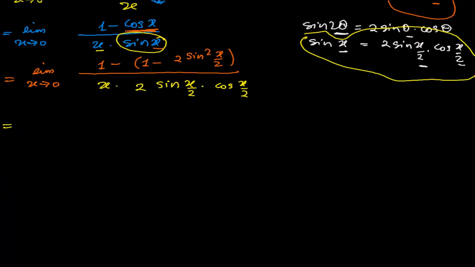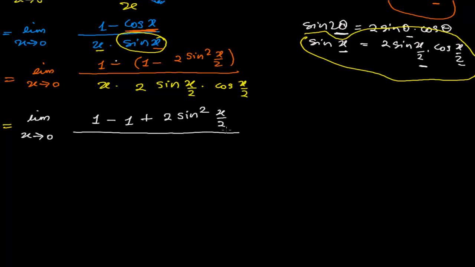Again here, limit when x tends to 0. Now see, this will be 1 minus this 1, and then minus times minus, it will be plus 2 sine square x by 2, and then whole divided by this x as it is, and this is 2 here, then times sine x by 2 times cos x by 2.